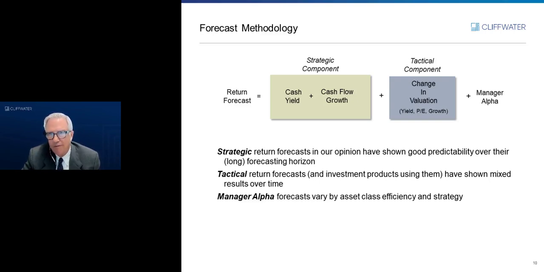Many other people incorporate valuation changes. For example, many of the allocators today think PE ratios are too high. They will incorporate some degradation in PE ratios over time, which may take away from the two strategic components. You can also incorporate manager alpha. Sometimes, for example, our private debt forecast will assume a manager can, through active management, reduce loss rates or make cash flow growth less negative.